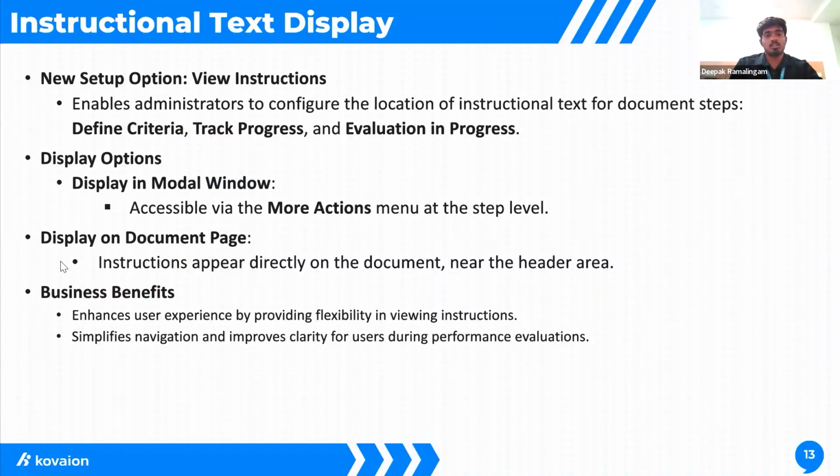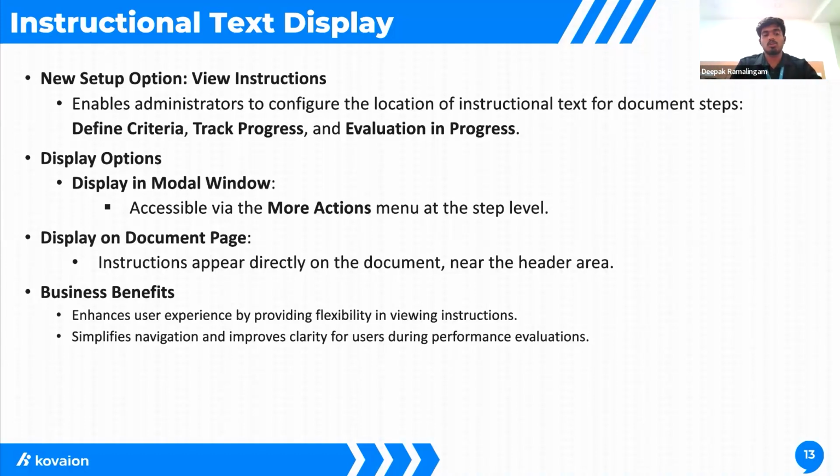So it enables administrators to configure the location of instructional text for document steps. So it can define the criteria and it can define the progress and evaluation in progress. Display options: like I said, the instructions can be displayed in model window or in display on document page. Display on model window is accessible via more actions menu at the step level. Instructions appear directly on the document near the header area.